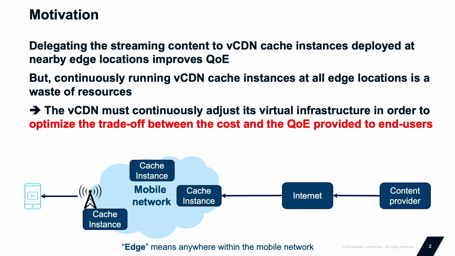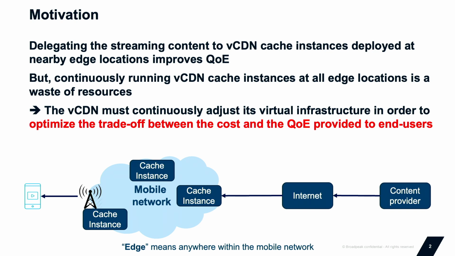However, deploying the virtual application at the edge imposes a certain cost, such as infrastructure, egress traffic cost, etc. So continuously running the VCDN cache instance at the edge location is a waste of resources. That's why we think that the VCDN system must continuously adjust its virtual infrastructure in order to optimize the trade-off between the cost and the quality provided to the end user.